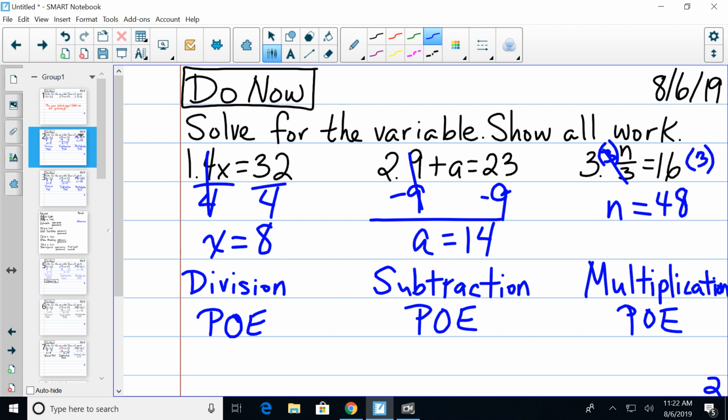Multiplication property of equality. So which one didn't we use? The addition property of equality. All right. So below that, you are going to write opening and box it in, because we're moving on.